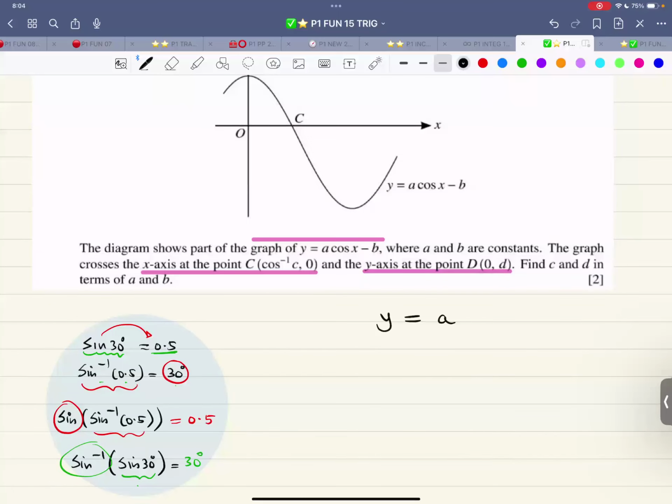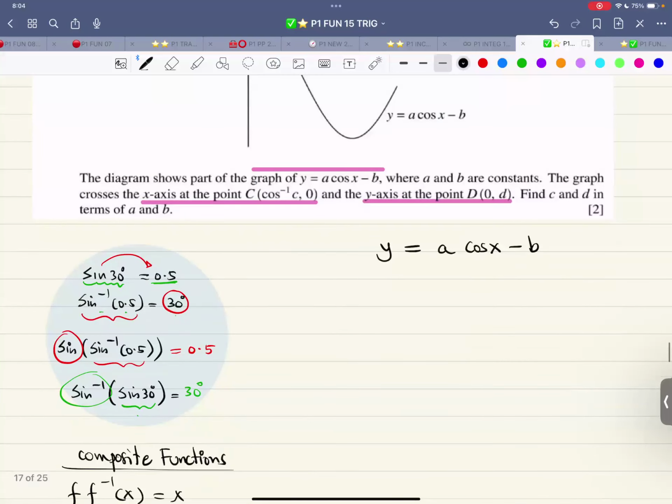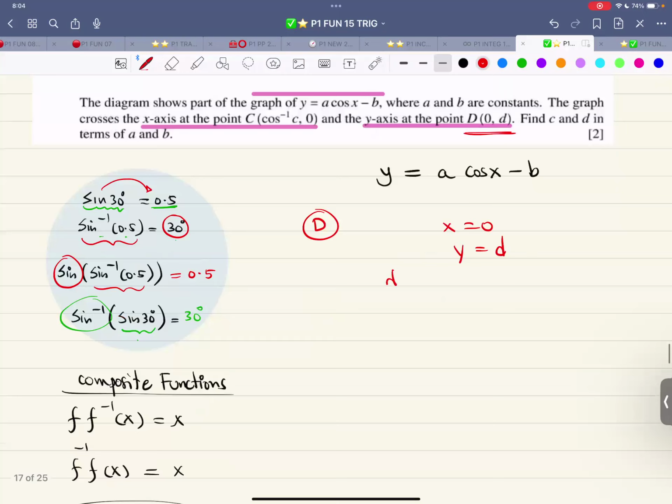y equals a cosine x minus b. If I plug in the point d right over here, so let me plug in d, which is x is 0, y is d. So therefore, d equals a cosine x minus b. This is equation number 1. Leave it as it is for right now.